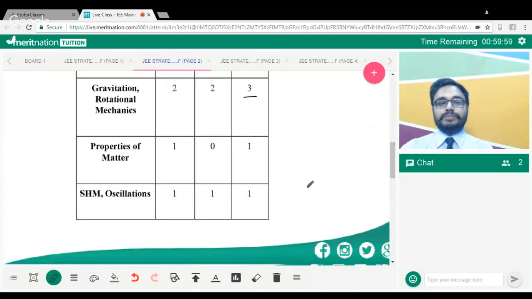Okay, then next we are having SHM and oscillations. If a particular body is oscillating about a position, then its motion may be SHM, it may not be SHM. But for us, in 99% of cases, it will be SHM motion. So for a spring mass system, we should know how to find the time period. For any other body, we should know how to find a time period. Basically, simple questions are coming up from these chapters.